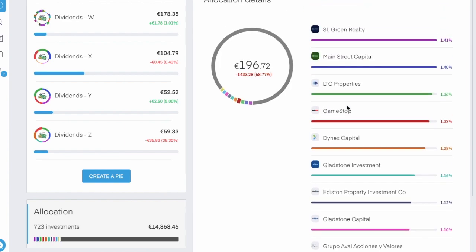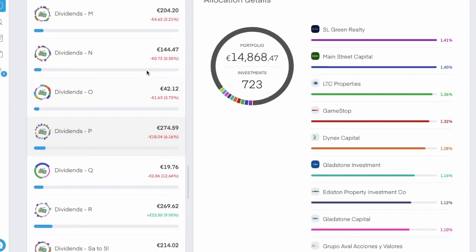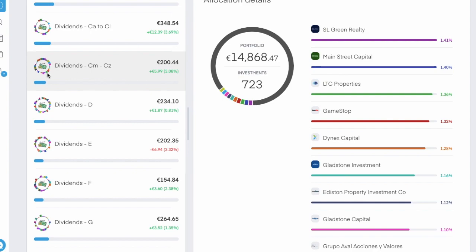But I've now put enough into all the monthly paying stocks that I can kind of leave them alone. There's enough risk in that section compared to the rest of the portfolio. And now I'm going to focus on filling these pies up.